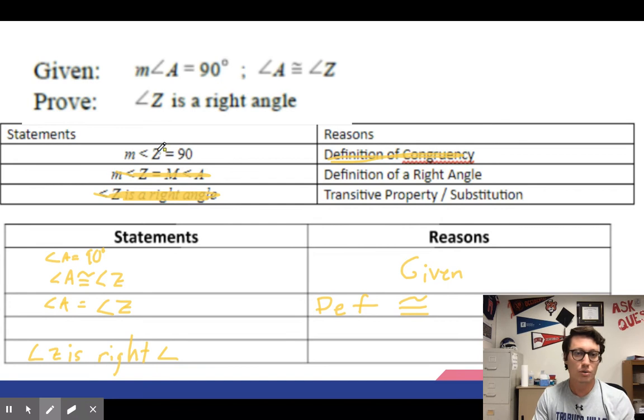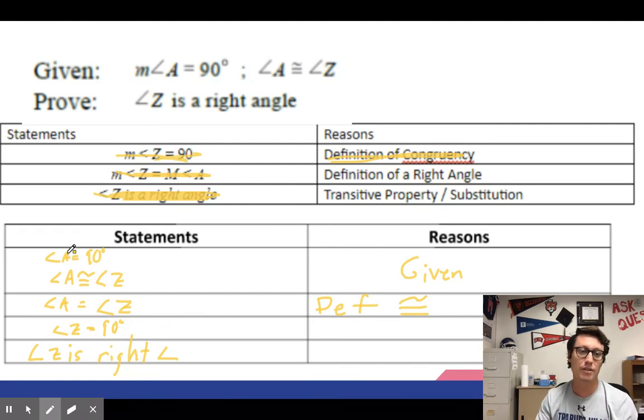Okay, now we only have one answer left, so let's put angle Z is equal to 90 degrees. Angle Z is equal to 90 degrees. We know that that is true. How do we know that that's true?